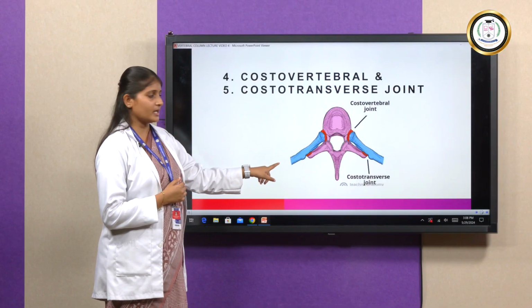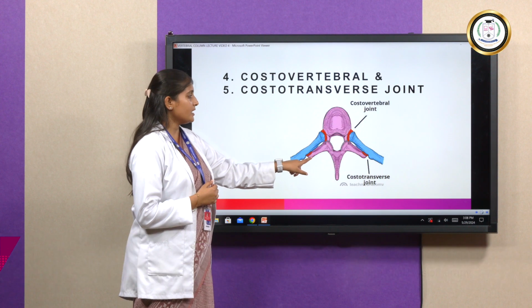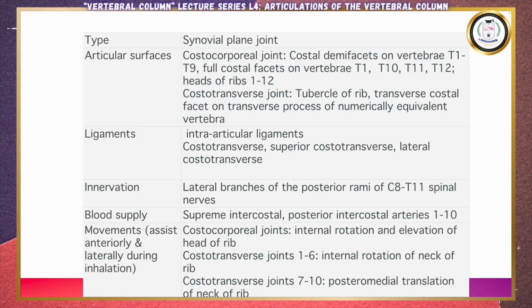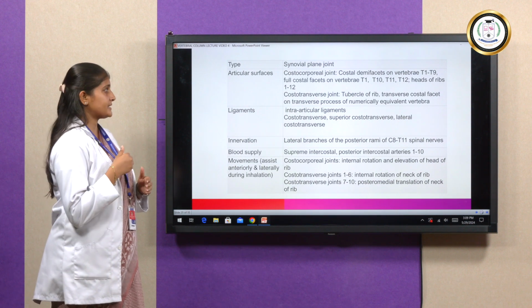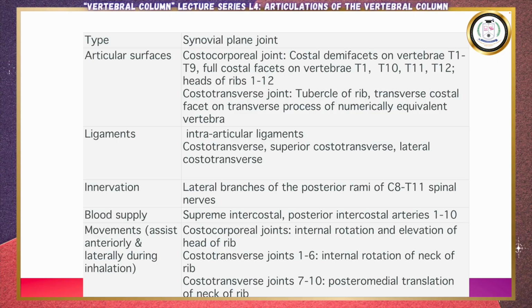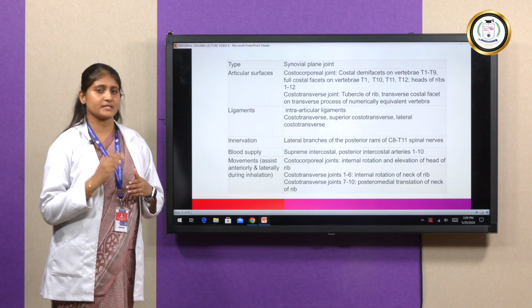Then we have the costotransverse joint, which means the body of the rib articulates with the transverse process of the vertebra. That is the costotransverse joint. So, the costovertebral and costotransverse joints are the plane variety of joints. The articular surfaces are the costal demifacets of vertebrae from T1 to T12, which articulate with the heads of ribs 1 to 12. Then the costotransverse joint has the tubercle of rib which articulates with the transverse process of the adjacent vertebrae.